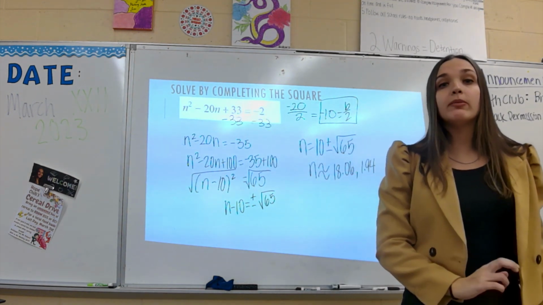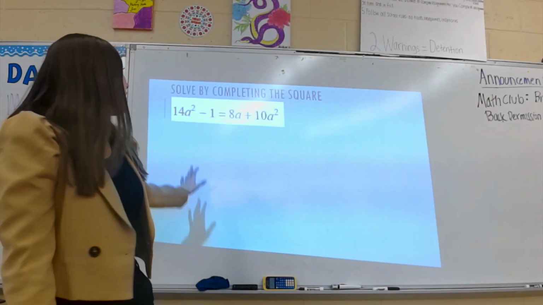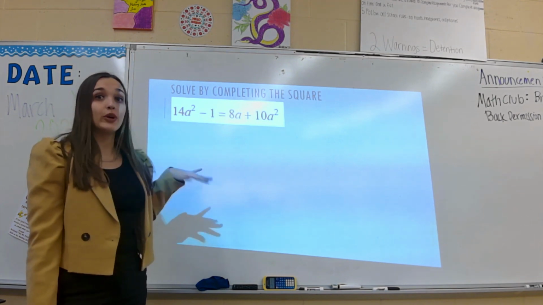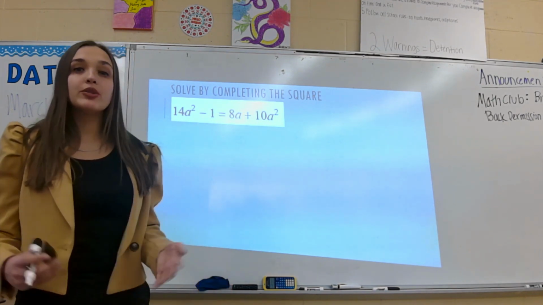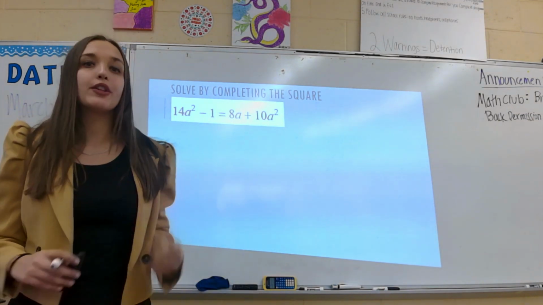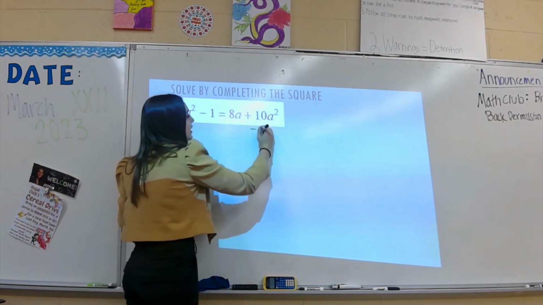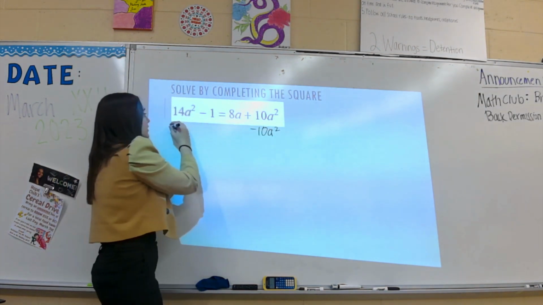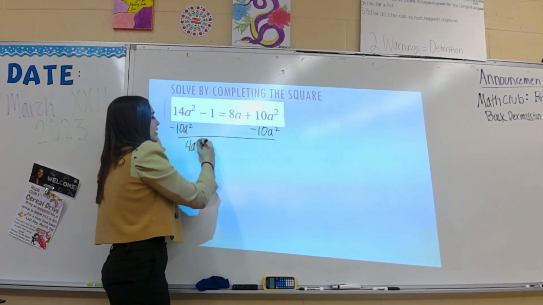Let's try another problem, make sure that we are understanding this concept. So now we have this problem, 14a squared minus 1 equals 8a plus 10a squared. And what we want to do is get all the terms on their correct sides, on the sides where this would make my life a little easier. So I want my a squared to be on the left-hand side, so I'm going to subtract 10a squared over, and this becomes 4a squared.